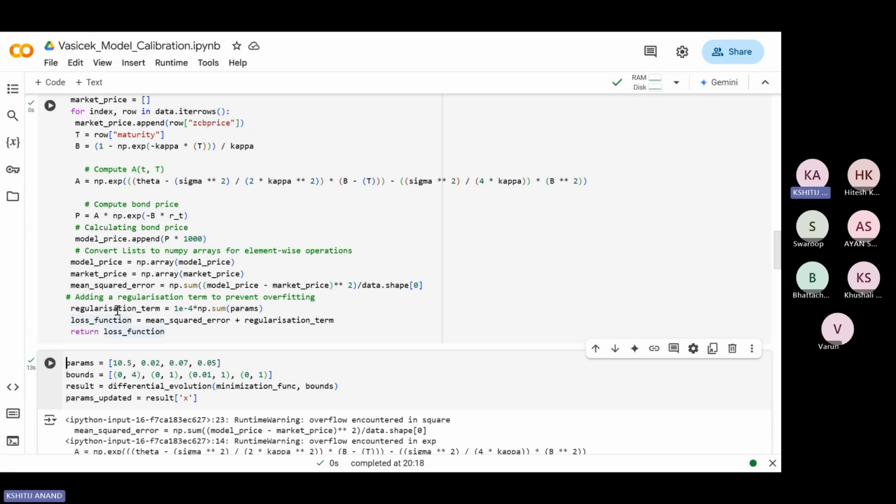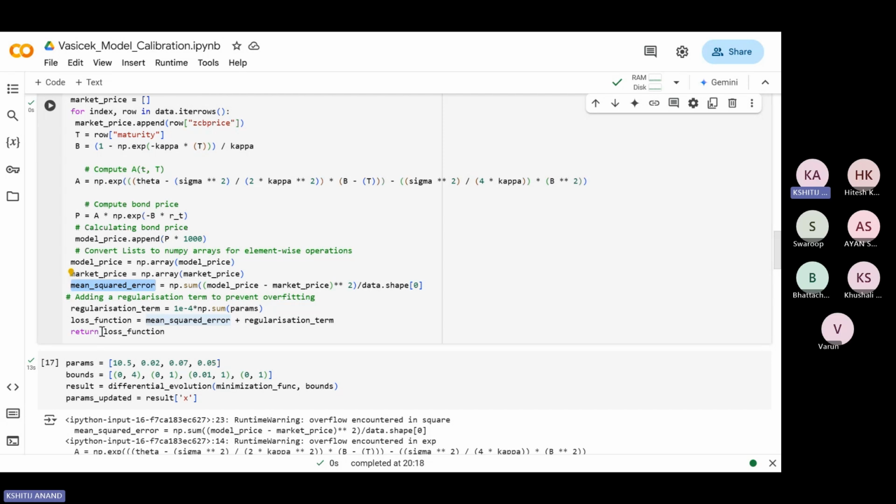Why have I included a regularization term? Basically, this regularization term is there to penalize. Why do we want to penalize? Can anyone answer this question? So this is the mean squared error. What is mean squared error? The sum of squared errors divided by the number of observations that you have, which is 28. So this is the error. You want to minimize this error.